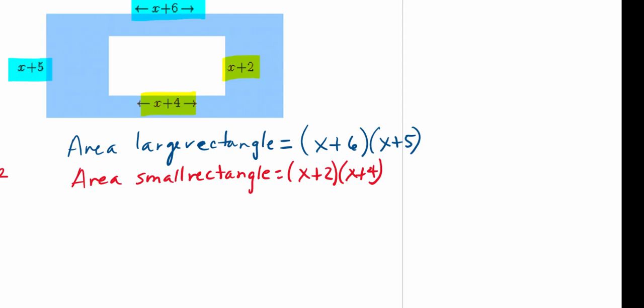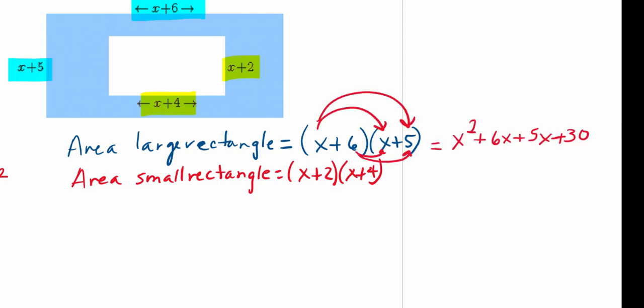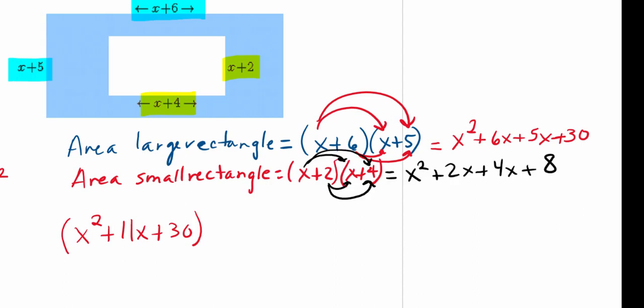So let's go ahead and multiply the first set of binomials using our FOIL method. And so we get x squared plus 6x plus 5x plus 30, or, and let's rewrite it down here, x squared plus 11x plus 30 for the area of the large rectangle. Now let's FOIL and multiply the two binomials to calculate the area of the small rectangle. And when we go ahead and multiply, we get x squared plus 2x plus 4x plus 8, which is x squared plus 6x plus 8.